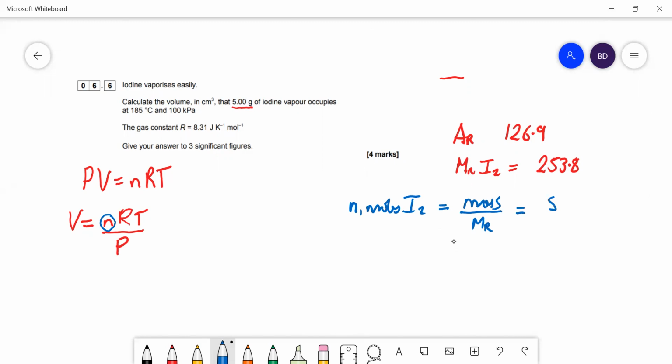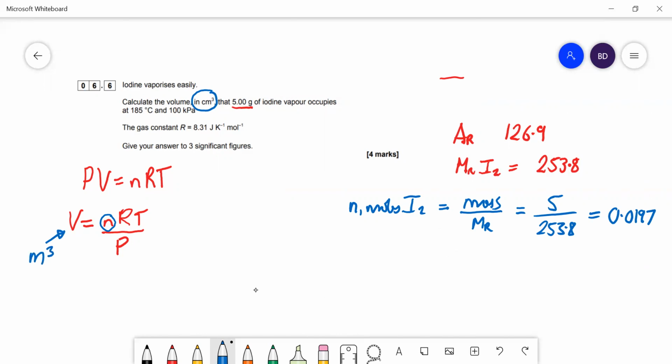The mass is 5 grams. The Mr is 253.8, which gives 0.0197. Now we have to put our numbers in, and be careful here. They ask for the volume in centimeters cubed. This expression is going to give our volume in meters cubed, and we're going to have to convert that afterwards.